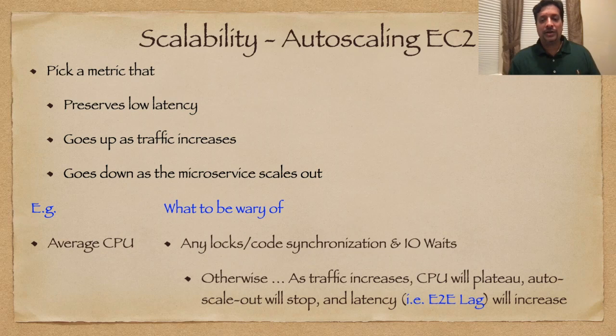If you have locks, code synchronization, or IO waits in your code, there will be an issue. You will never be able to saturate the CPU on your box. As traffic increases, your CPU will reach a plateau. When that happens, auto scale out will stop and your latency will increase. If you see this in your system, the simple way around it is to just lower your threshold below the CPU plateau. That will get you around this problem.